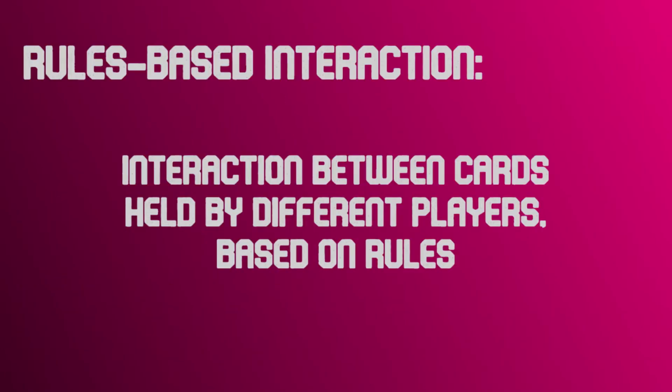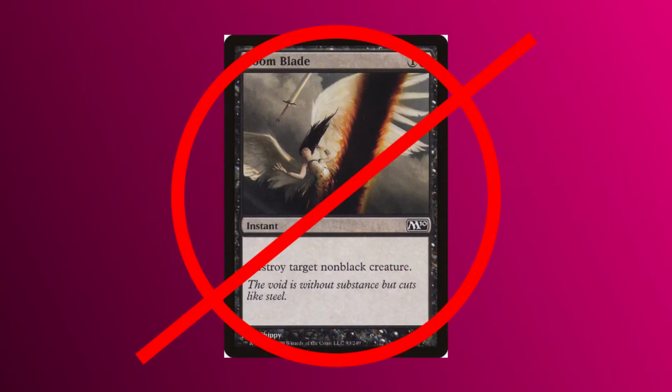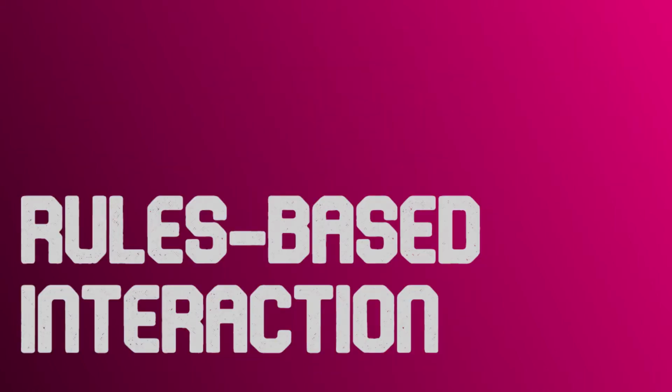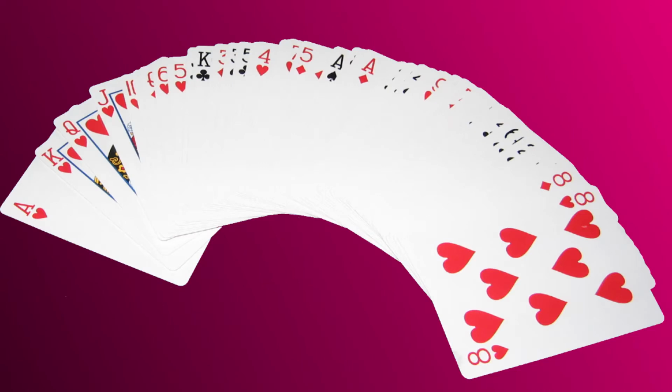Rules-based interaction is fairly simple to define. It's interaction between the cards held by different players based on rules. To clarify this a bit, interaction is anything that will affect the other player, either their cards or their life. And by being rules-based, it excludes any interaction with the opponent that is based on card effects, or text written on the card. It's fairly easy to see in other games, since most traditional card games don't actually have any text on the cards. It's all done through the rules.